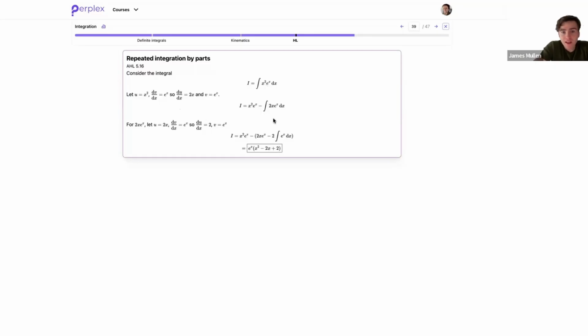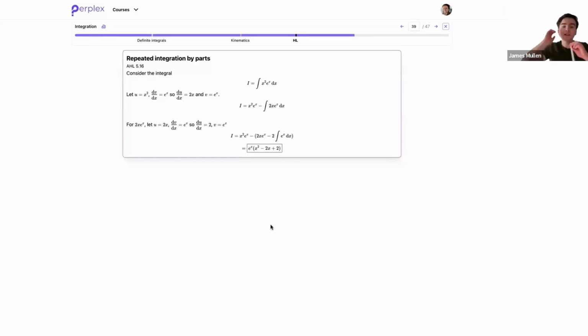And so I say the integral is going to be x squared e to the x minus the integral of 2x e to the x. But I still have 2x e to the x, so I do it again. I let u be equal to 2x and v prime be equal to e to the x, and I do it again. And I get x squared e to the x minus, brackets, 2x e to the x minus 2 integral of e to the x dx. And that simplifies to something that I know.